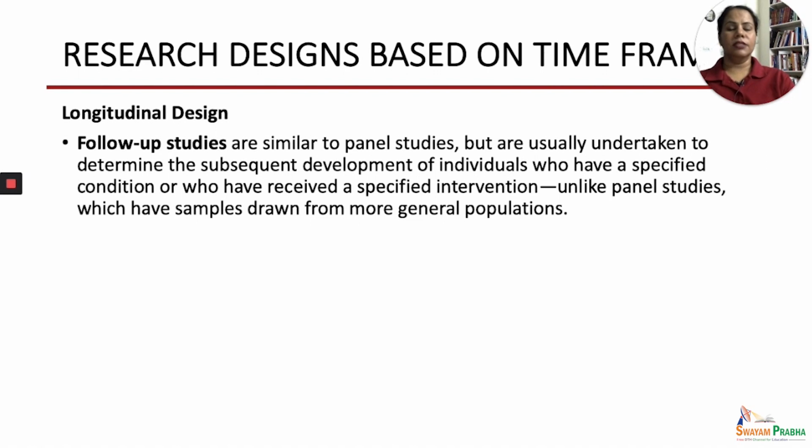So maybe we can study their health outcomes for a long period, maybe for years, 2 years or 3 years. We can keep on studying those people who got some interventions. Unlike panel studies, which have a sample drawn from the more general population, here we get a sample from the individuals who have got specific interventions. So we use a sample purposefully. We take the subjects purposely who might have got some particular condition or some specific intervention, whereas in panel studies we usually draw the sample from the general population.